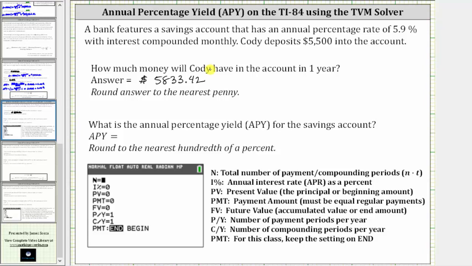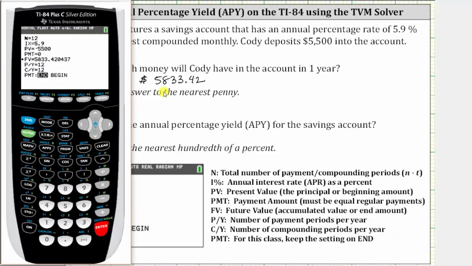And now let's determine the APY, or annual percentage yield. Remember, this will be the annual simple interest rate that after 1 year would return the same return as the account that pays 5.9% interest compounded monthly. So to find the APY using the TVM Solver, we go back up to capital N and change capital N to 1 because we have simple interest for 1 year.